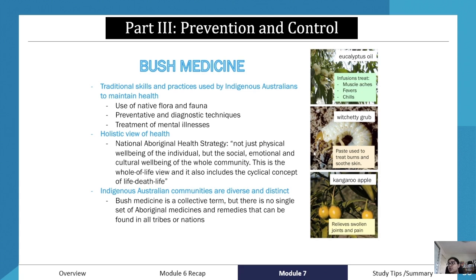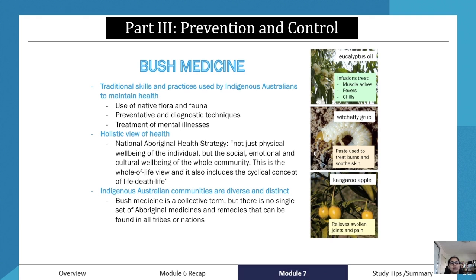Looking now at bush medicine. Bush medicine considers traditional skills and practices which were used by the Indigenous Australians to maintain their level of health, and they use native flora and fauna, and also preventative and diagnostic treatments in order to treat diseases, and they also focused on the treatment of mental illnesses. So considering a holistic view of health is important, and appreciating the cultural knowledge and traditional knowledge systems that have existed long before modern medicine has come in is also very important.